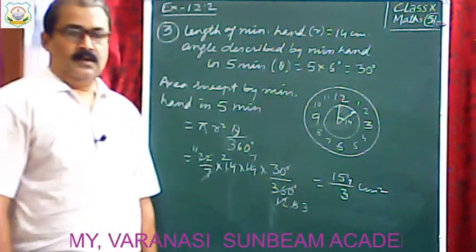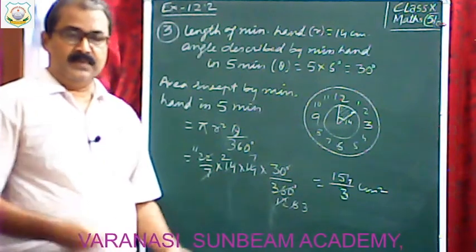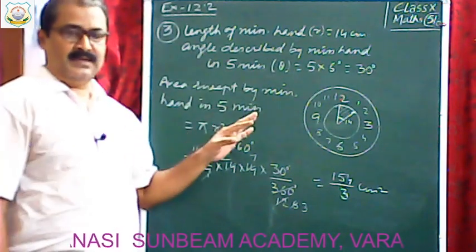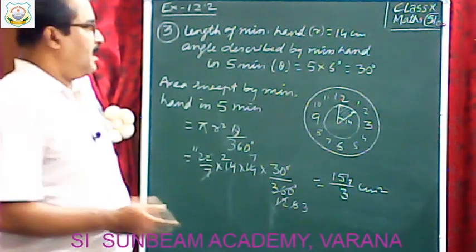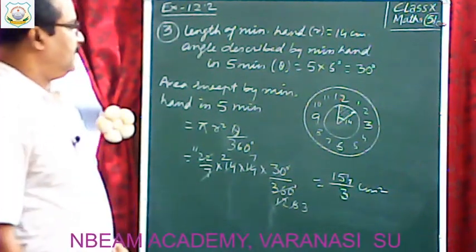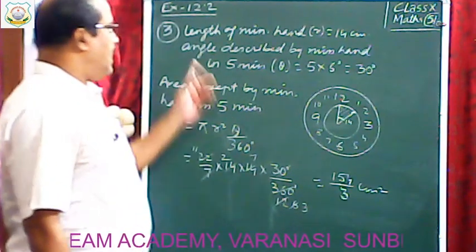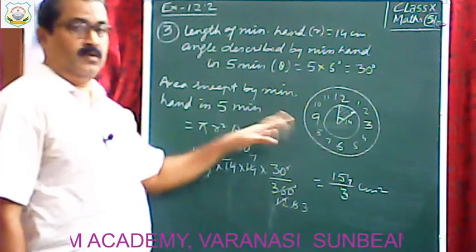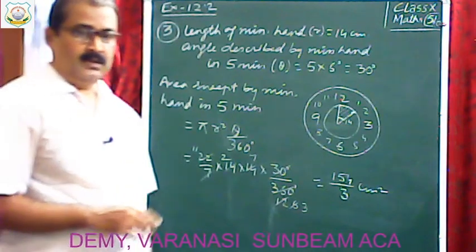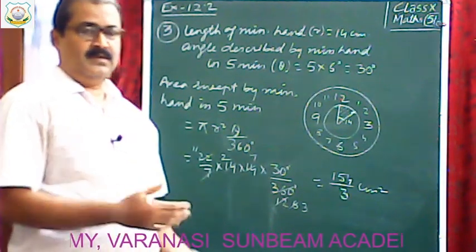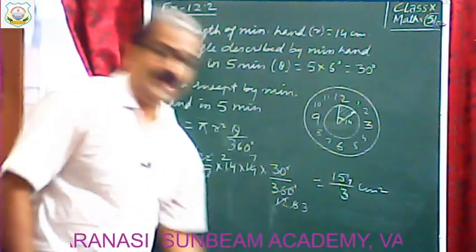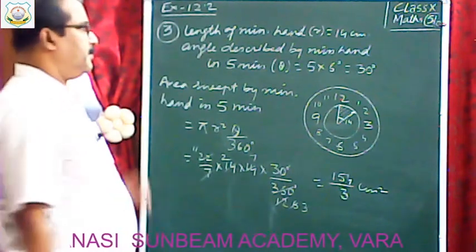Okay. So area swept in 5 minutes or 10 minutes or 15 minutes, whatever is given, first of all you have to find the angle described by the minute hand in those minutes. Thereafter, you proceed with the formula and find the result. Keep in mind that the angle described by the minute hand in 1 minute is equal to 6 degree. In 5 minutes, 5 into 6, 30 degree. 10 minutes, 10 into 6, 60 degree, whatever. In this way, you find the central angle and use that in the formula. Clear?